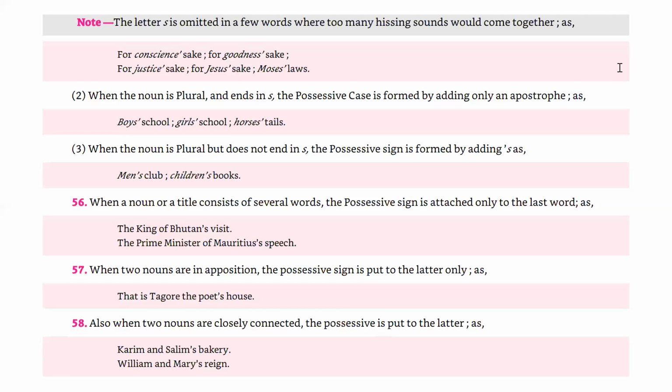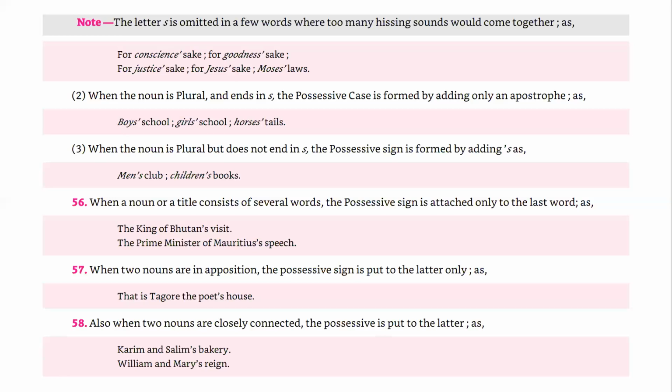Rabindranath Tagore, Jnanpith Kavi. So the poet is connected with Tagore because we are specifically talking about R.N. Tagore here. So the noun which comes after the apposition, apostrophe s, that is the correct one. Also, when two nouns are closely connected, the possessive is put to the latter.